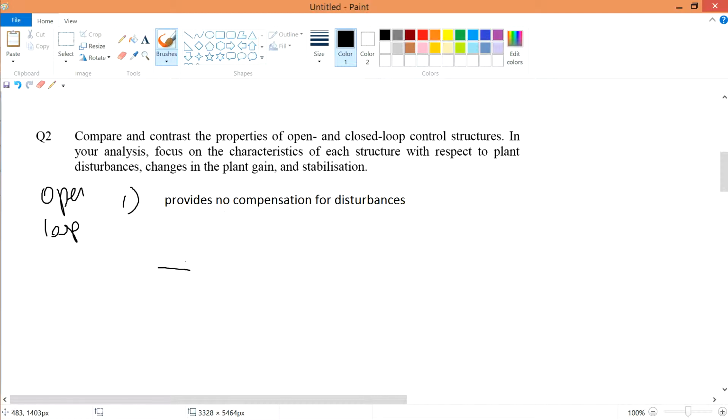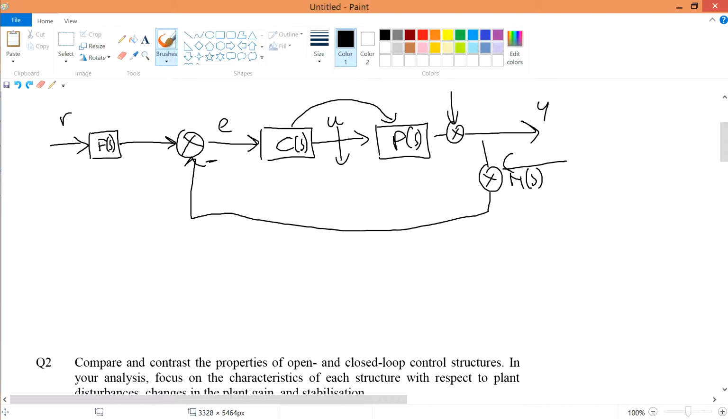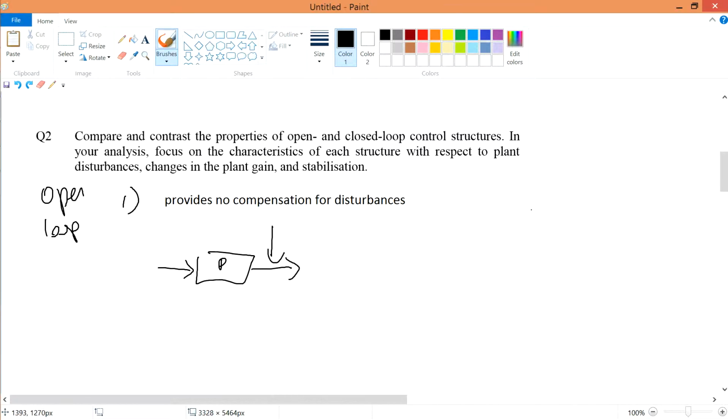I actually want to stress that just now when I drew the plant and the disturbance, I also drew a noise. Don't take it that there is noise here, because noise only appears in a feedback system, where the noise is input to your feedback system. So for an open loop system, we are only dealing with the disturbances.